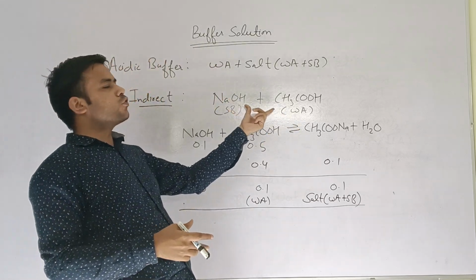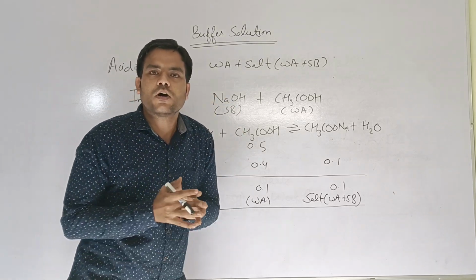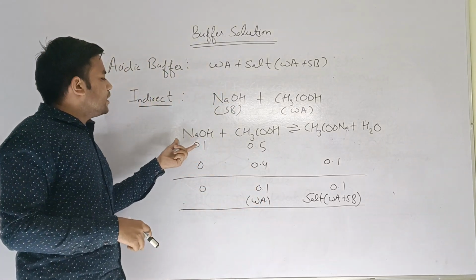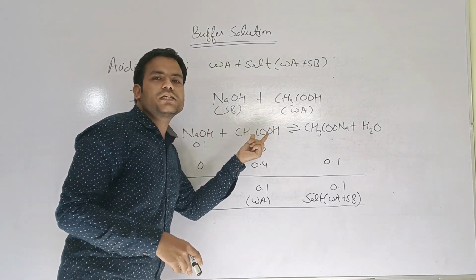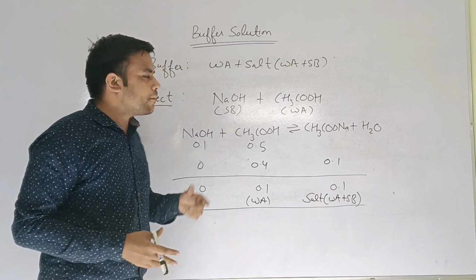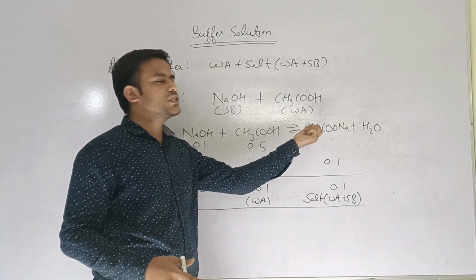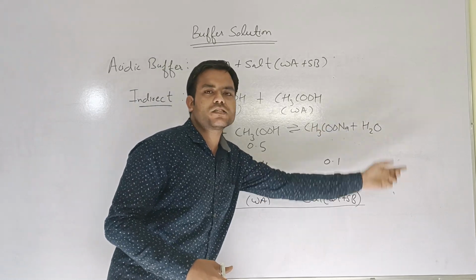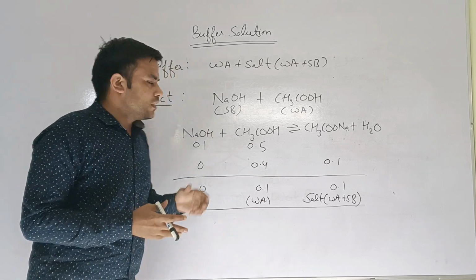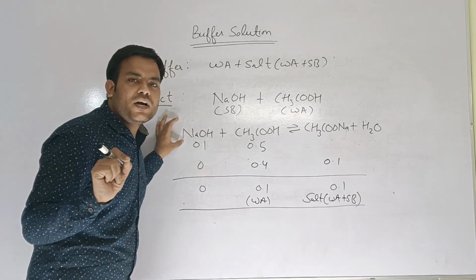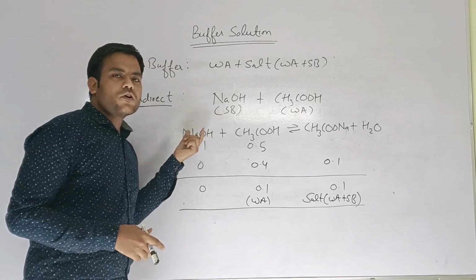But using these two components, we can prepare the salt of weak acid with strong base. How? Let us see. NaOH plus CH3COOH. This is base, this is acid. Acid-base reaction will take place and salt formation will happen. What salt will be formed? CH3COONa plus water. But the condition is the strong base, that is NaOH, should be the limiting reagent. This should get over first.